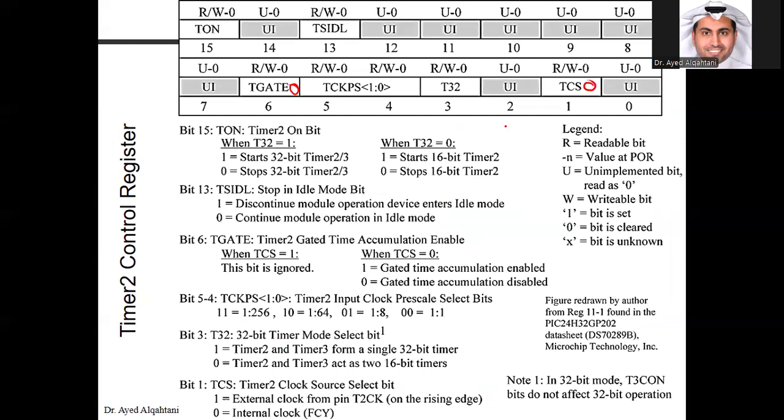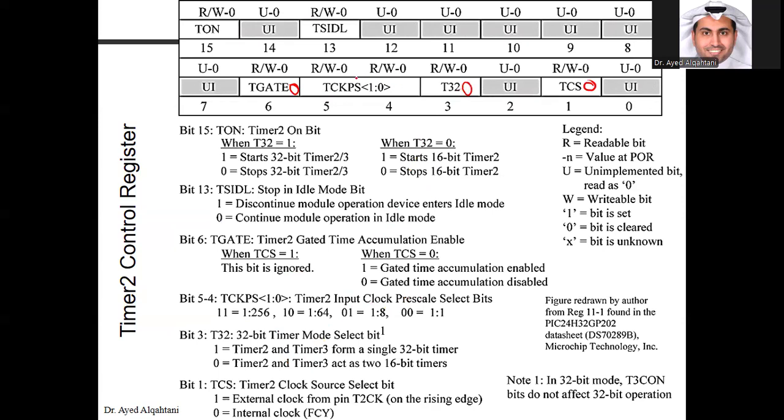Also, here we have T32, and that's the 32-bit timer mode select bit. So far, I explained to you only when we have a 16-bit timer. We can actually have a 32-bit setup, but we've not reached it yet. So we will choose this value to be 0.